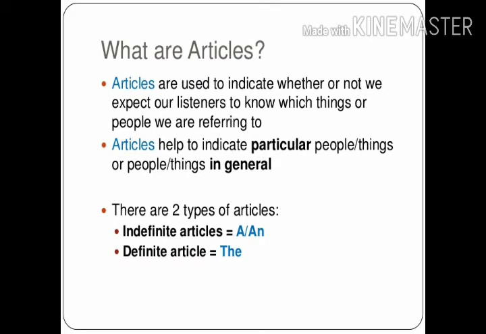What are articles? Articles are used to indicate whether or not we expect our listeners to know which things or people we are referring to. Articles help to indicate particular people or things, or people or things in general. So there are two types of articles, indefinite articles and definite articles. Indefinite articles are a and an, and the definite article is the. Now we will see them one by one.